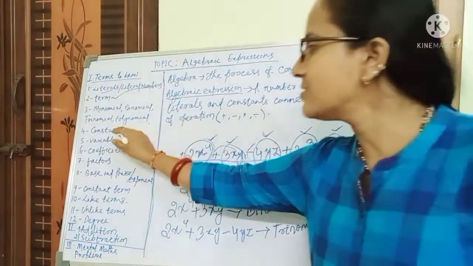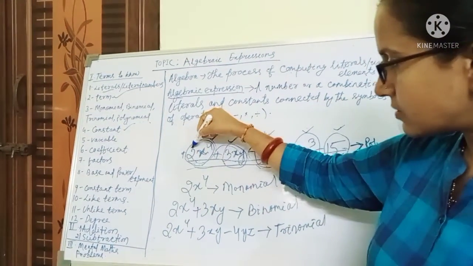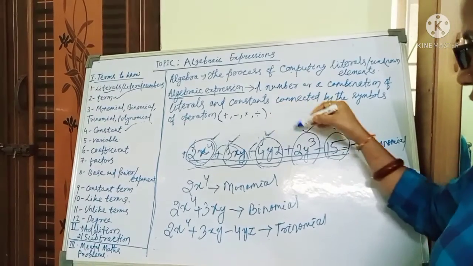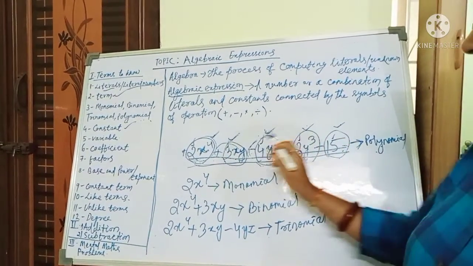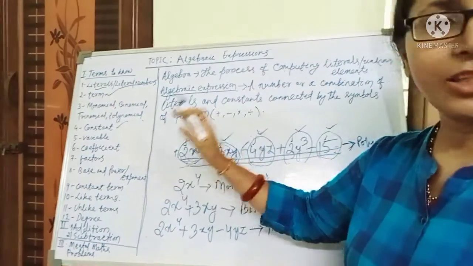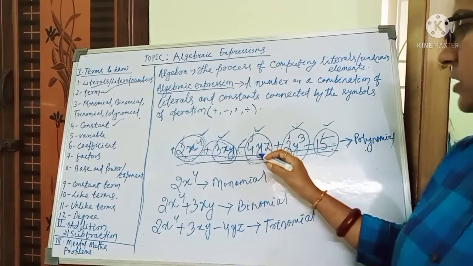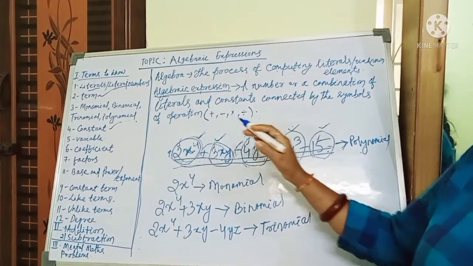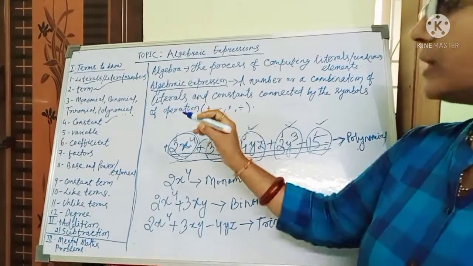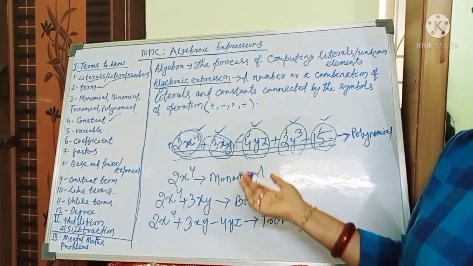So next is what is constant. Constants here are 2, 3, 4, 3, 15. These are the constants. Having the constant means having a fixed value. The numbers used here, 2, 3, 4, 3, 15, are the constants. Any quantity having a fixed value is known as the constant.